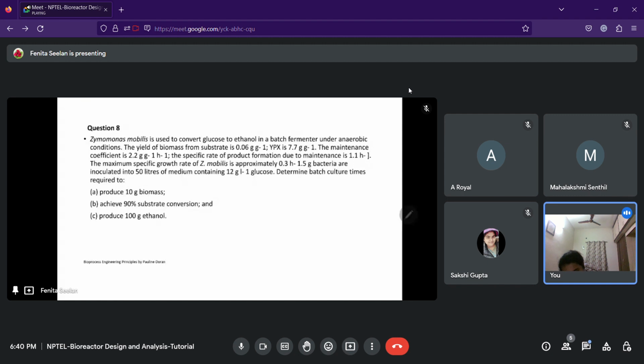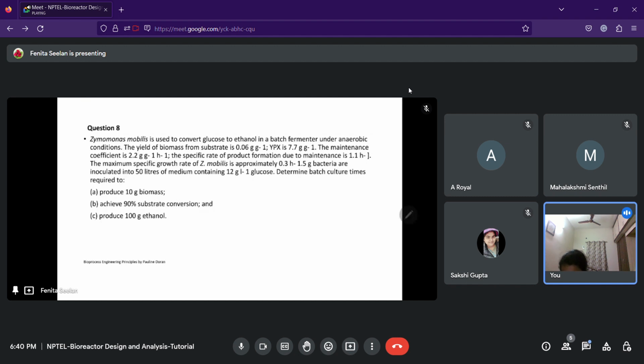I think we can start solving. One more question we have apart from this question, then we can move on. This question will look similar to the next question also, so you can solve the next one.